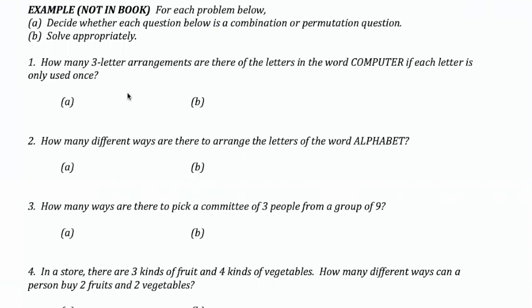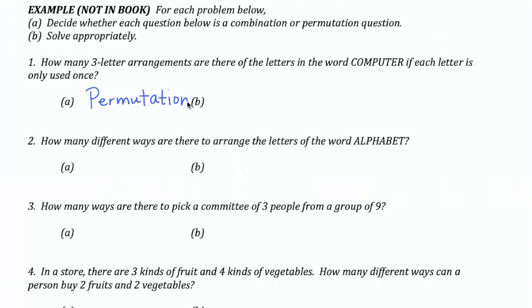Question 1 says, how many 3-letter arrangements are there of the letters in the word computer if each letter is only used once? So in other words, if I was making 3-letter arrangements, I might make COM. And would I count that as a different arrangement than MOC? Yeah, I can tell these apart. I can tell that they're different. So therefore, when you're arranging letters, order is important, and that means this is going to be a permutation.